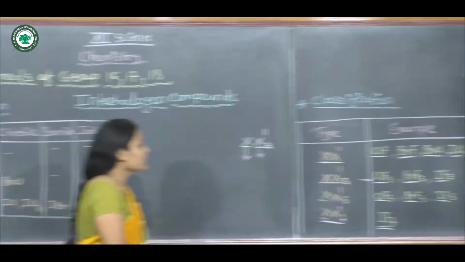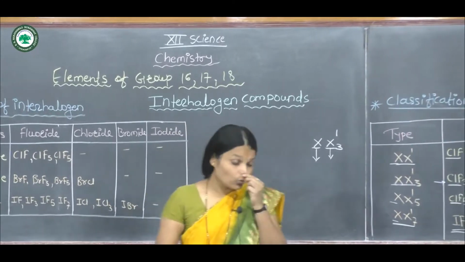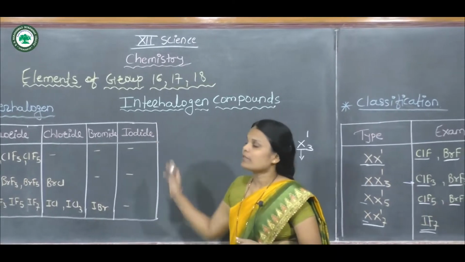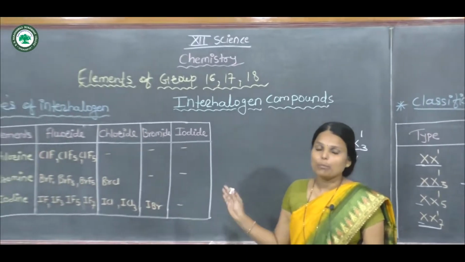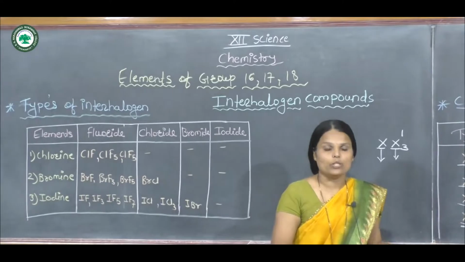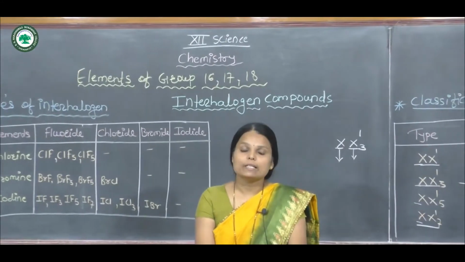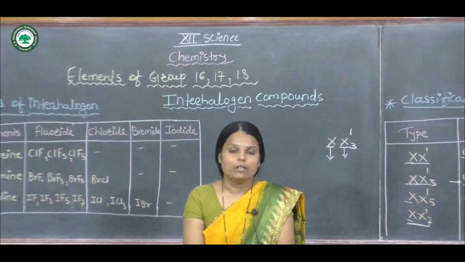Today in this chapter we discussed two topics that are completed. The first one is the types of interhalogen compounds and the second one is the classification of interhalogen compounds. Then the next topic we will discuss in the next lecture. Thank you.